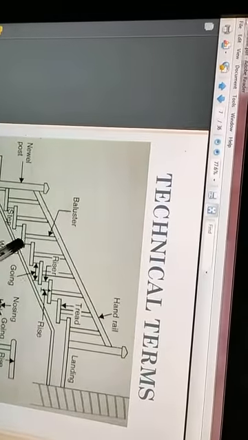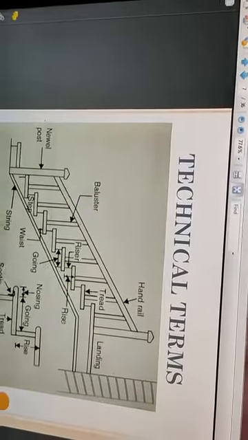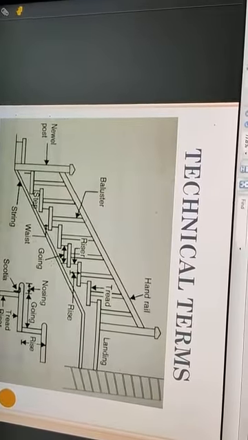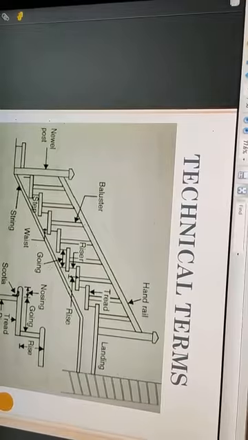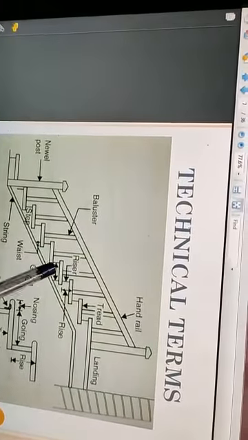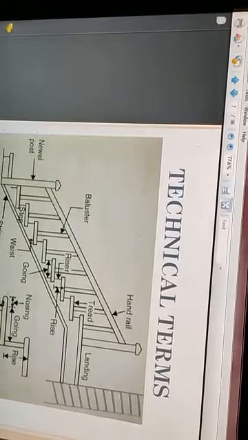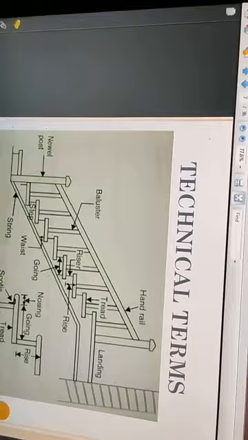This is the tread, the horizontal part. It is the upper horizontal portion of a step upon which a foot is placed while ascending or descending. And what is the riser? The riser is this portion, the vertical portion of a step providing support to the tread. The tread is supported on a riser.